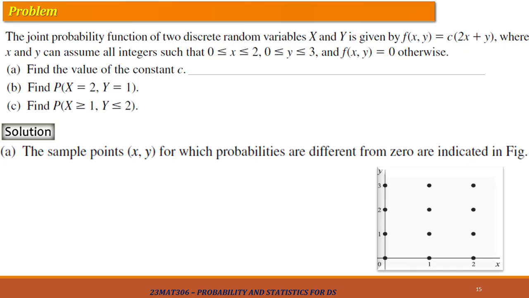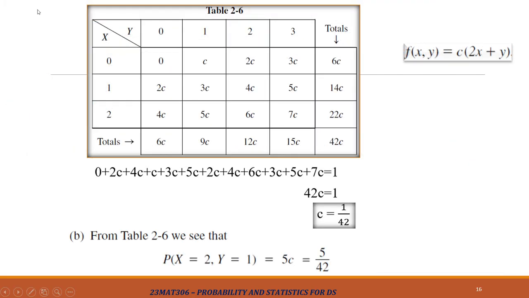For the solution, we have to find the sample points X comma Y. So here we have 0, 1, 2 as X values and 0, 1, 2, 3 as Y values. Totally 3 X values and 4 Y values. Also it is given that it is a joint probability density function, so we have to substitute in this function. Here X equal to 0 and Y equal to 0, we substitute in this function. We get 0 plus 0, it is 0. C into 0 is equal to 0. That value is given in the first row and first column place.